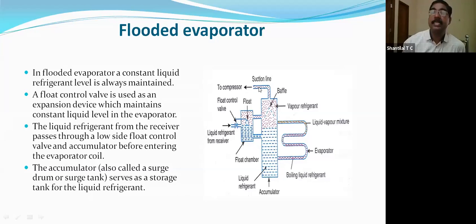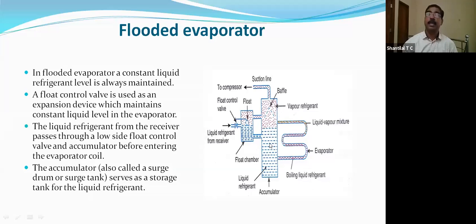So there is a suction line. The suction line is connected to the compressor. When the compressor is sucking, what is the function of the compressor? The function of the compressor is to suck the gas from the evaporator. From here itself it is sucking. So vapor is moving up, and here the unvaporized liquid will collect at the bottom.